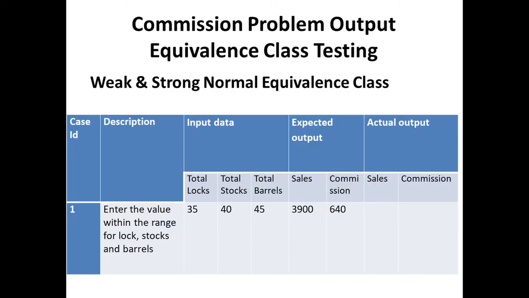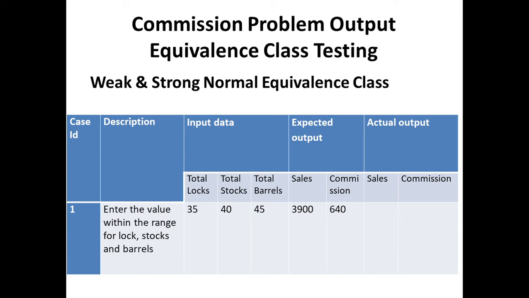Now, what are the weak normal and strong normal cases? As I told, again we have a simple program, so we are not dividing the boundary into different equivalence classes. Instead, we are considering the whole boundary as one class. Since we have only one class, there is no division between weak normal and strong normal. Equivalence classes for both are identical. With respect to the output, only one possible output we are getting, that is the sales and commission. So you will have only one weak normal and strong normal test case.